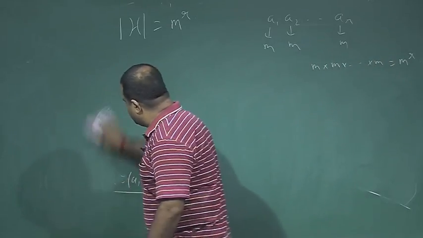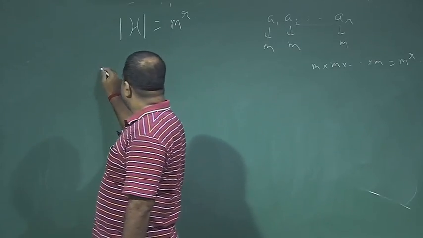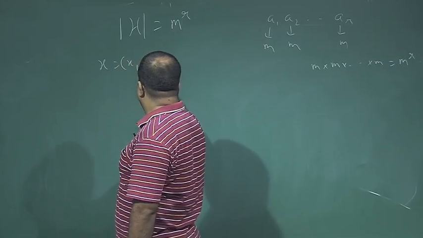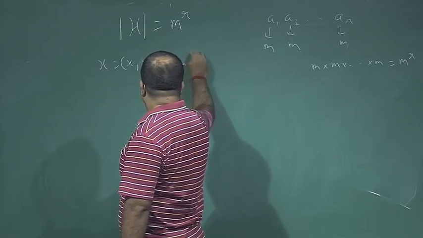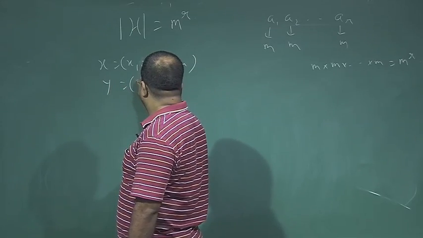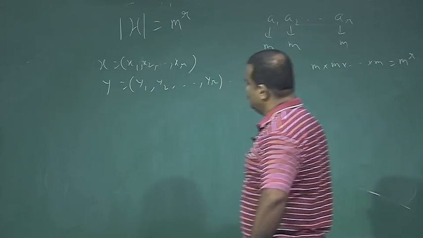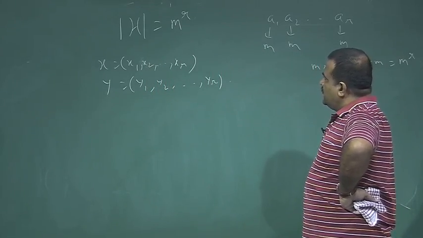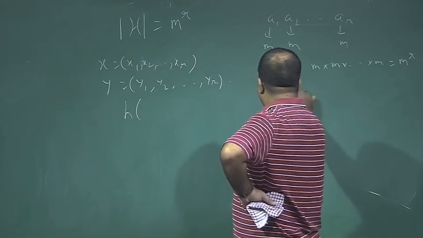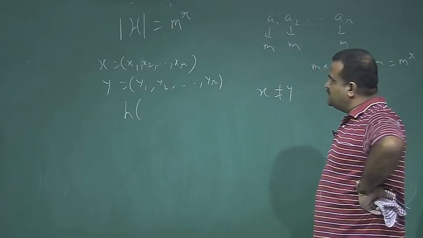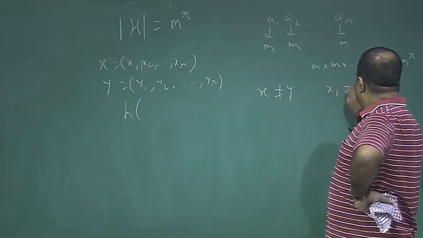Okay, so now we need to consider the bad portion. The bad portion means where a collision occurs. So we take two keys x and y, say x is x1, x2, ..., xr, and y is y1, y2, ..., yr, and x and y are not equal. If x and y are not equal, we can assume one of the digits is not equal. So, without loss of generality, we can say x1 is not equal to y1.